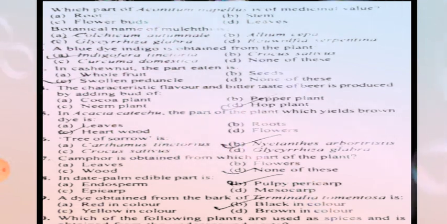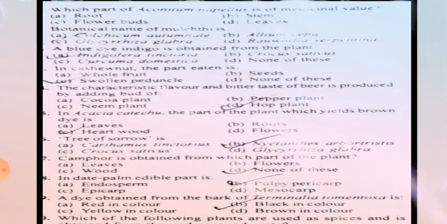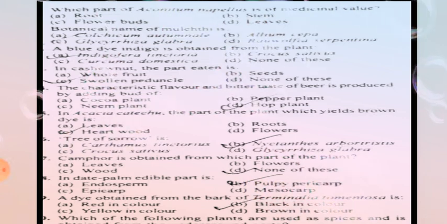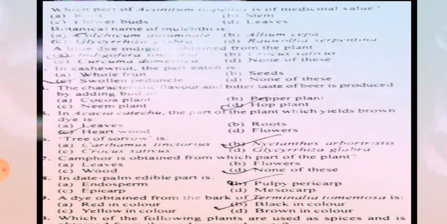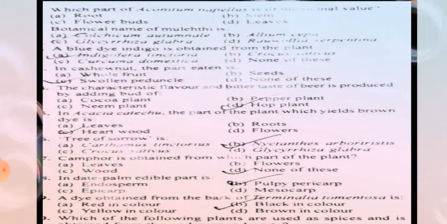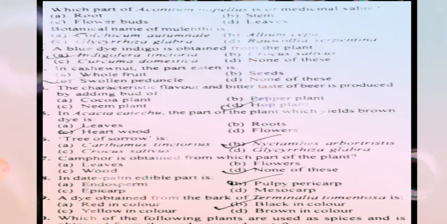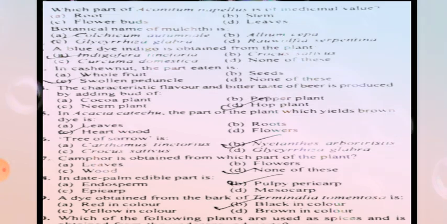Then: camphor is obtained from which part of the plant? Leaf, root, wood, flowers, or none of these. Option D, none of these, is the correct answer. Then the next one: in the date palm, which part is edible? The options are endosperm, pericarp, epicarp, mesocarp. Option B, the pericarp, is the correct answer.